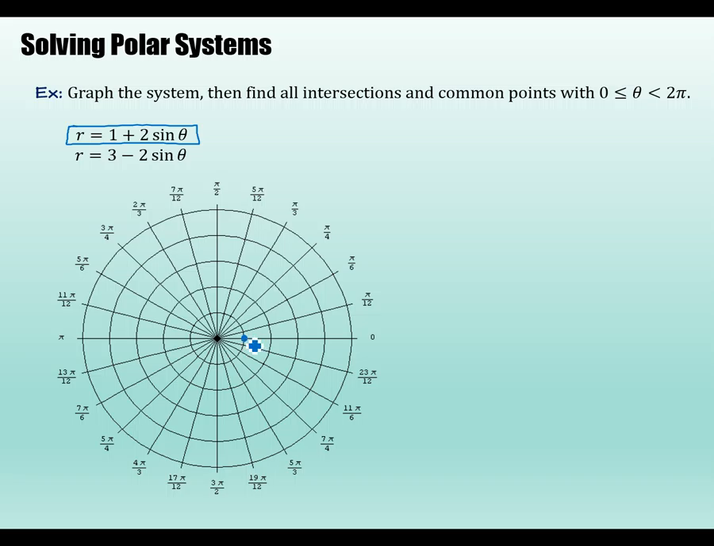Also, let me jump ahead. If I plug in pi, I know that's going to happen too. If I plug in pi over 2, I get 3. And if I plug in 3 pi over 2, I get, I'm sorry, this has no inner loop, right? Oh, no, -1. No, you're right. There we go. Sorry. We're good? Will it ever be 0? We already just said r takes on every value between -1 and 3, including 0. So it does cross through the pole then.